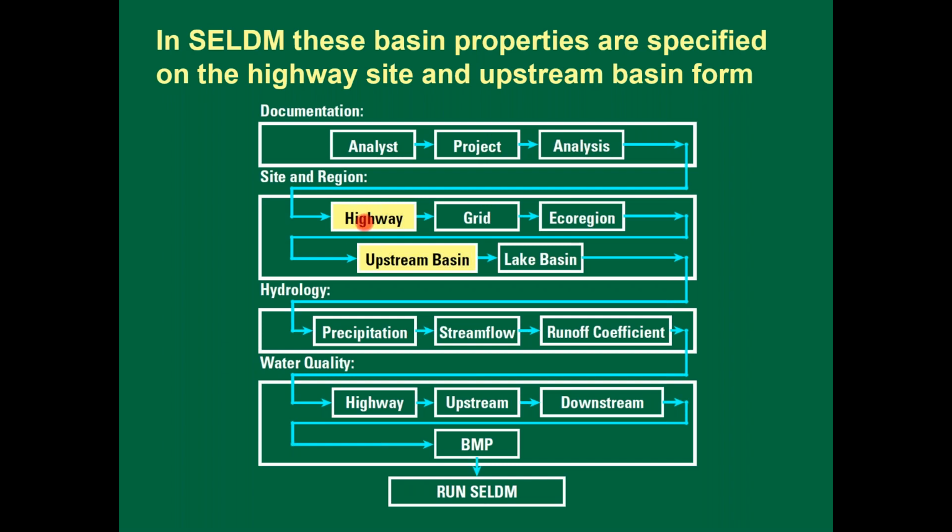Then we come to the highway site where we put in the latitude and longitude. And then the highway basin properties, we get the GIS grid. The latitude and longitude gives us our ecoregion. Then we put in our upstream basin information on this form. If we're doing a lake basin, we put that information there. And then we go through the hydrology, water quality, BMP forms, and run SELDM.